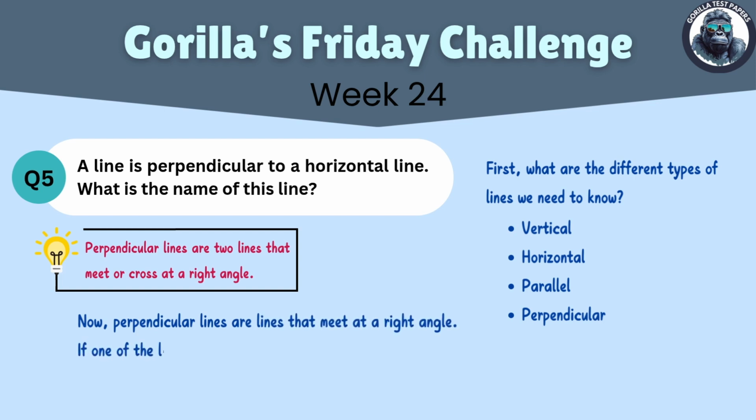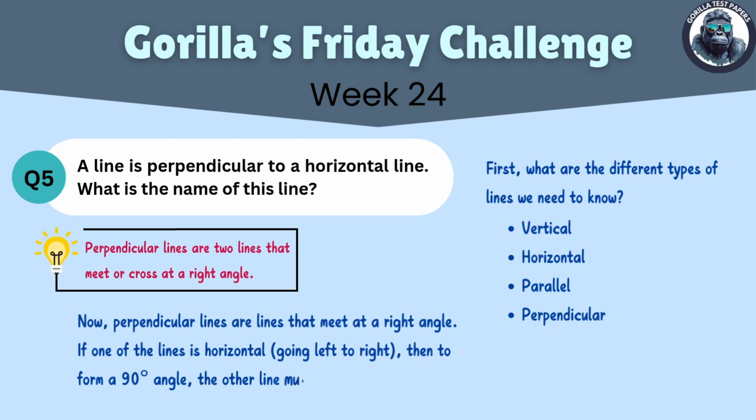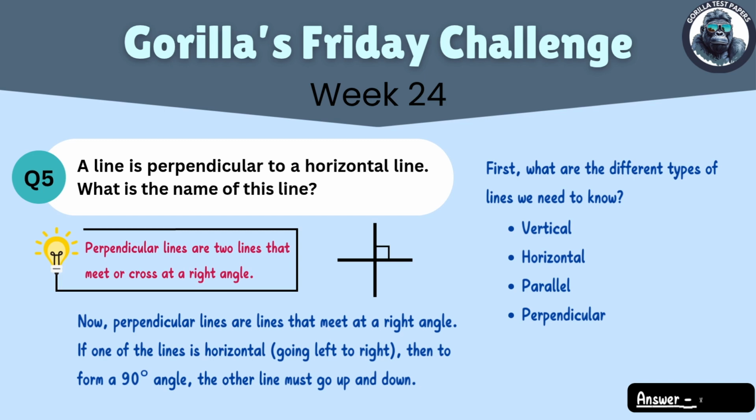So if one line is horizontal, that means it runs from left to right. Then to create a right angle from this, the other line must run up and down, as shown on the screen now. So therefore, a line that runs straight up and down is called a vertical line. This is the answer for this question.